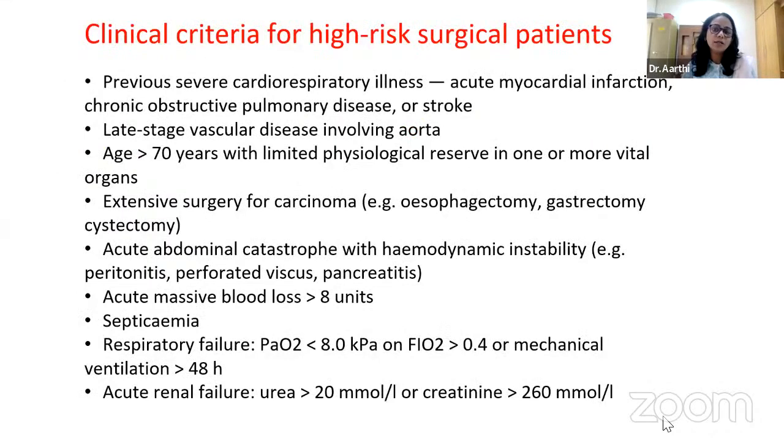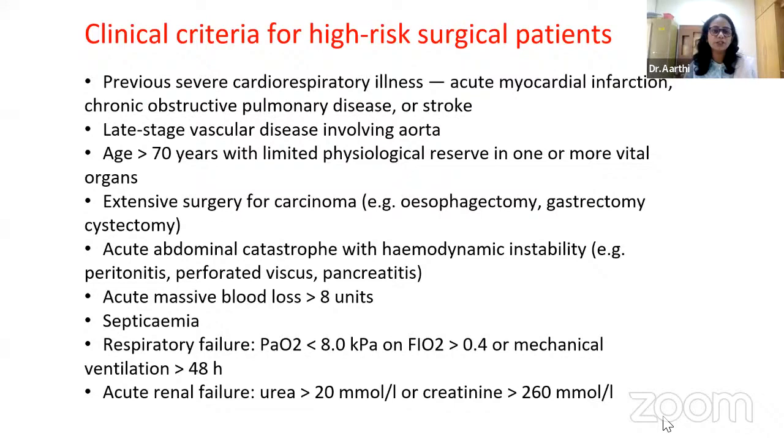Whom do we call high-risk patients with respect to surgery? Patients with previous severe cardiorespiratory illness like acute myocardial infarction, chronic obstructive pulmonary disease, or a history of stroke, and patients who have vascular diseases involving the major vessels, old age patients more than 70 years with limited physiological reserve, patients who undergo extensive surgeries like esophagectomy and gastrectomy, and acute abdominal patients with peritonitis or perforated viscus, patients who have massive blood loss, patients who have sepsis and septic shock features, and patients who have respiratory failure and acute renal failure.